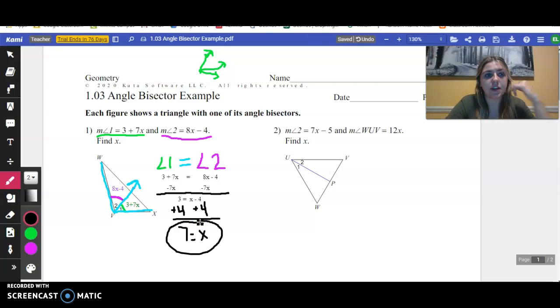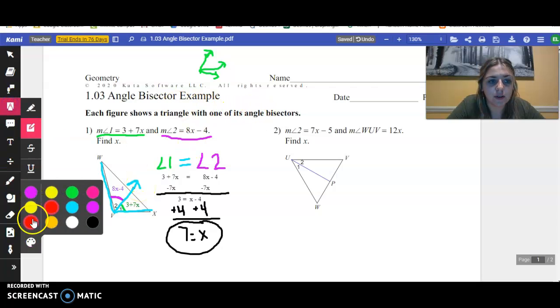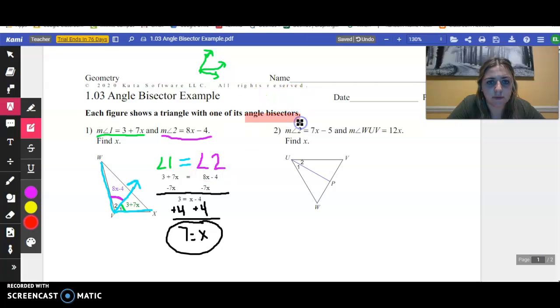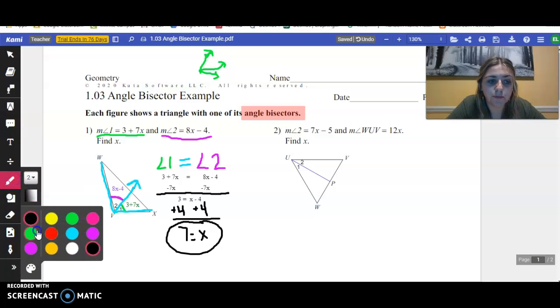Okay, so here we had to know that because 1 and 2 are the two smaller angles, they are equal to each other because we have an angle bisector. That makes a big difference. So now let's go look at example 2.